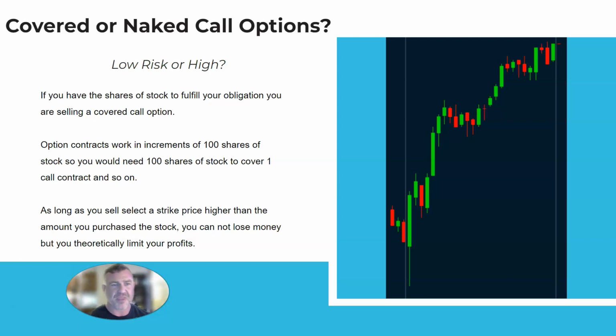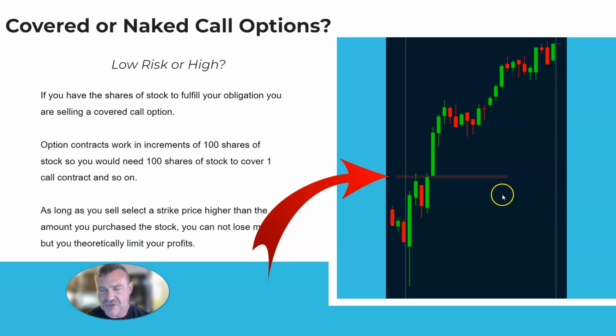Easy math. As long as you select a strike price that is higher than the amount you purchased the stock for, you cannot lose money, but you theoretically limit your profits. Let's look at that again. The same chart. Pretend it's a daily chart, so each candle represents one day. We're going to look at that same strike price.